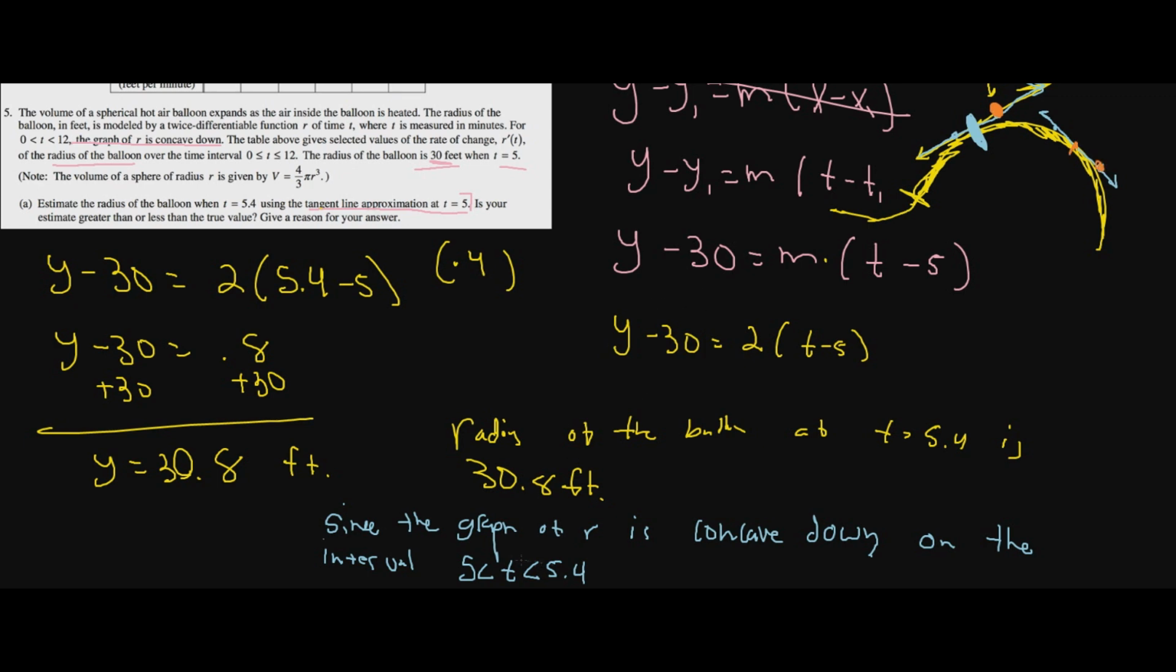So since we're concave down on this interval, we now know that the estimate is greater than the true value of the radius of the balloon. Boom. Okay, good. All right, let's go to part B.